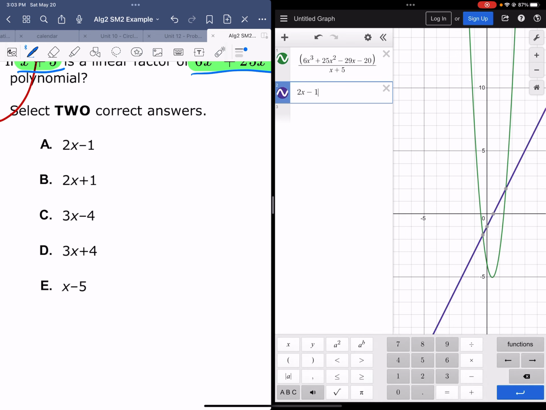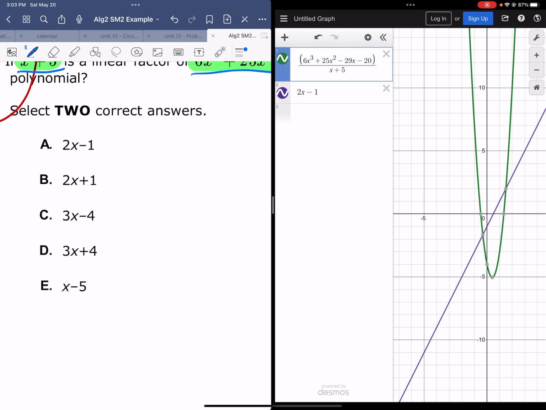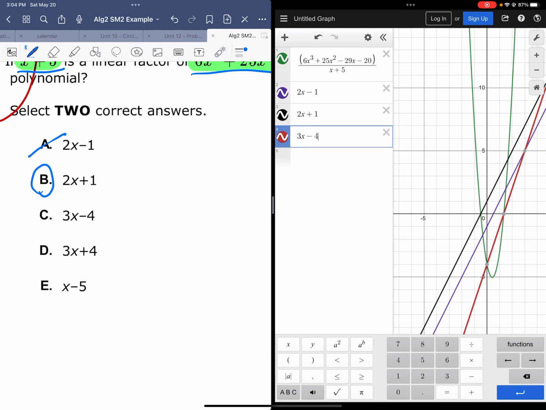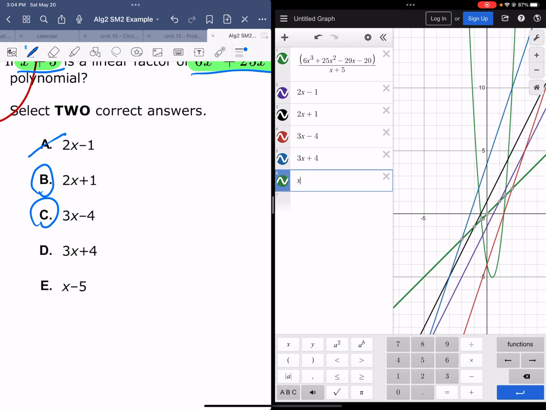2x minus 1. Does it cross one of these 2 points? No, not at all. So that cannot be the answer. What about 2x plus 1? Yes, it does. So that's the answer. 3x minus 4. Oh yeah, this one does. 3x plus 4. It doesn't. x minus 5. It doesn't.